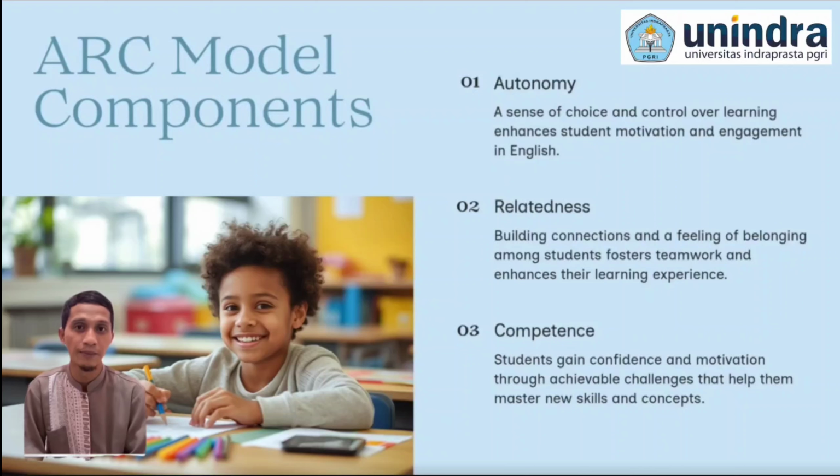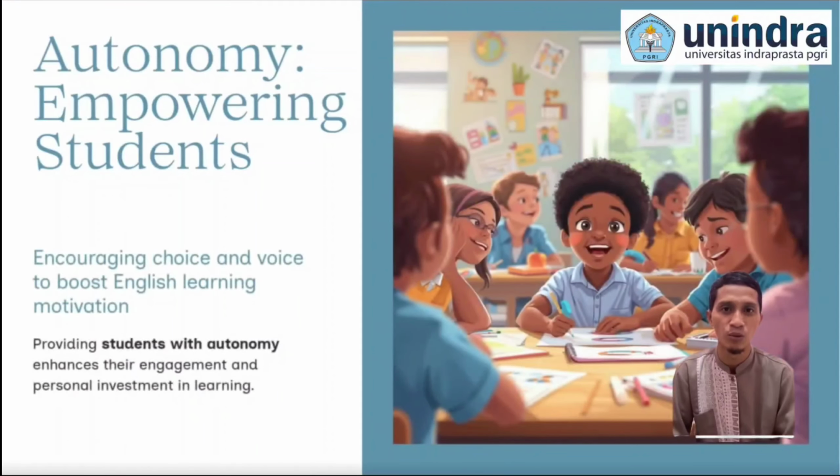So, the ARC model components. Let's quickly define these three components. First, autonomy, which is the student's sense of choice and control over their own learning. Second, relatedness, which is about building connection and fostering a feeling of belonging and teamwork in the classroom. And third, competence, which is the student's confidence in their own abilities, gained by mastering new skills through achievable challenges. Now let's take a look at each one in more detail, starting with autonomy.